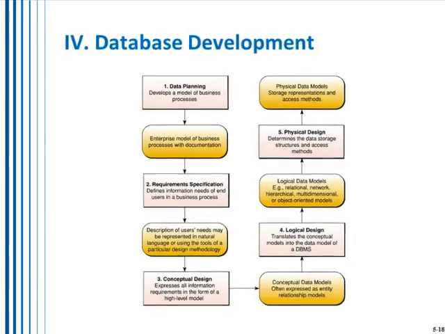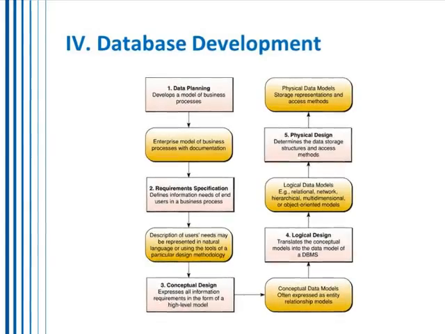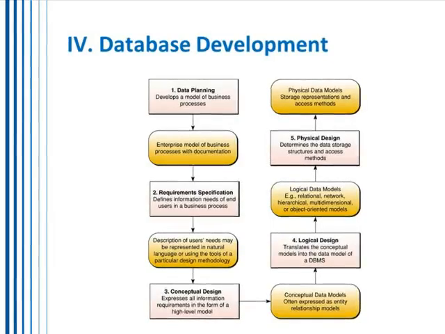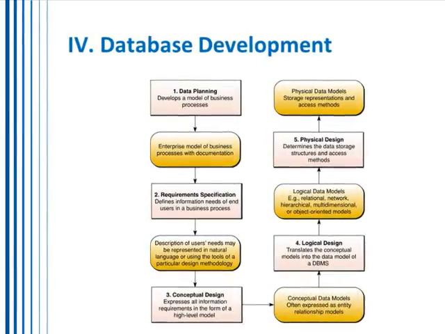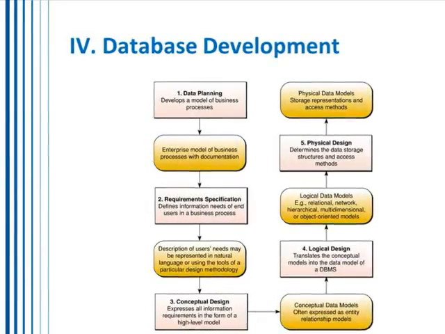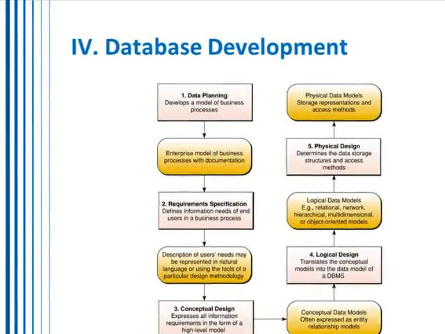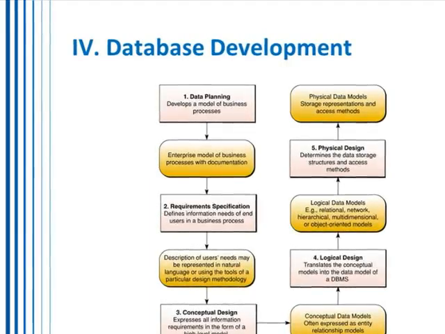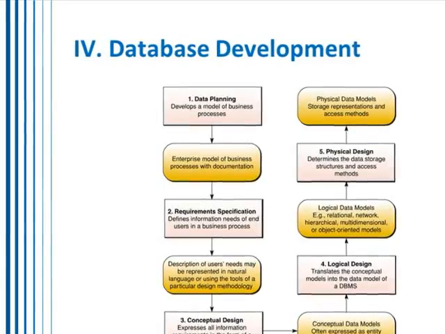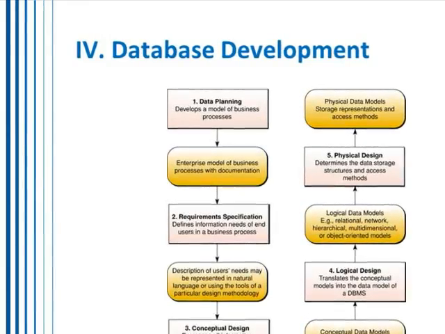There is a process for database development which is very similar to software development. We start off with data planning, which develops a model of the business processes to help us understand which data is needed. Then we go through requirement specification, where we define the information needs of the end users. Now we've just transitioned from data into information in the requirements specification. Then we perform a process called conceptual design, which expresses all of the information requirements in the form of a high-level model, and many times this is done with the entity relationship diagrams for data modeling.